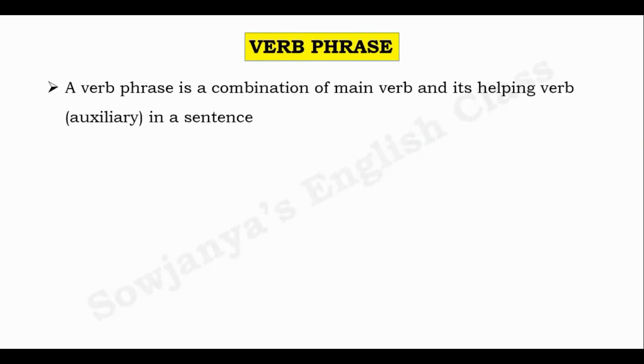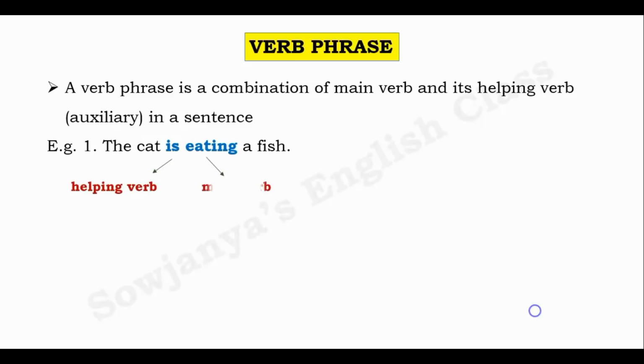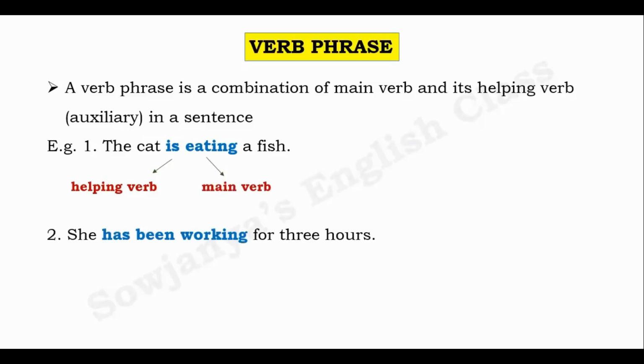Verb phrase. A verb phrase is a combination of a main verb and its helping verb, that is, auxiliary, in a sentence. Example, the cat is eating a fish. Here, "is" is the auxiliary, that is the helping verb, and "eating" is the main verb. Okay. She has been working for 3 hours. Here, "working" is the main verb, "has been" are auxiliaries.